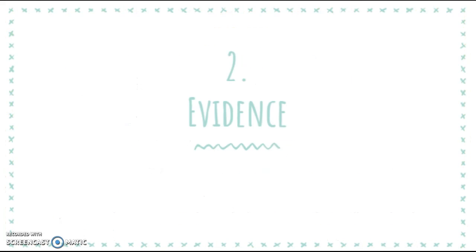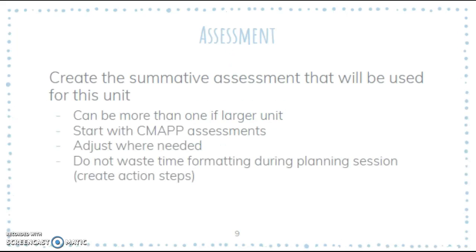Step two is the evidence. How will you know when the students understand and have learned those standards? Here is where you will create the summative assessment for the unit. If this is a larger unit, think about a way to possibly chunk it up and assess as you go so that at the end of the unit is not such a huge unit test. Start with a CMAP given assessments and work from there. Keep in mind, work smarter, not harder.